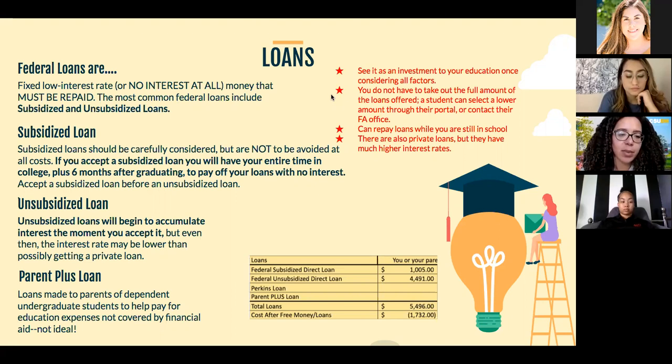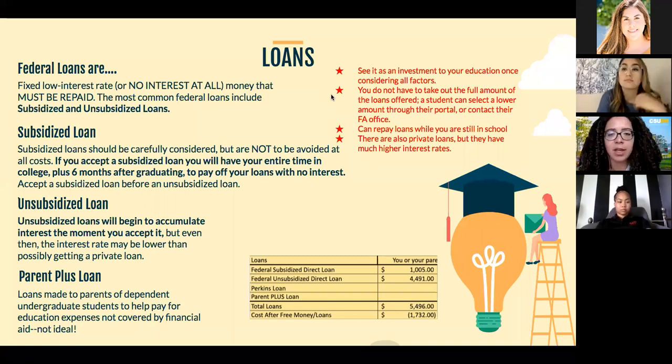And then we have the Parent Plus loan, and this is one you definitely want to try to avoid if you can. These loans are made to parents of dependent undergraduate students to help pay for education expenses not covered by financial aid. Again, it's not ideal because it's not really based on financial need, and your parent would have to go through a credit check. It's just going to be a higher interest rate, so your parents are going to end up paying more than if you did one of the other two loans.